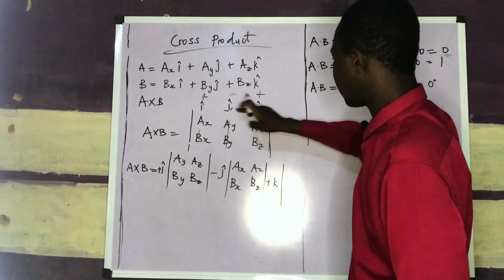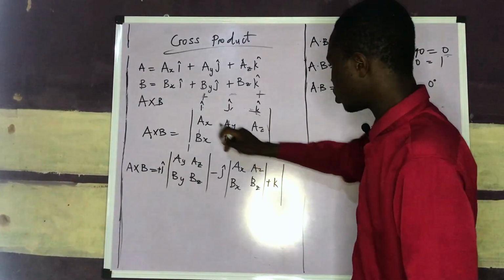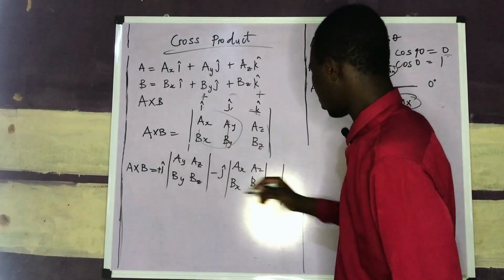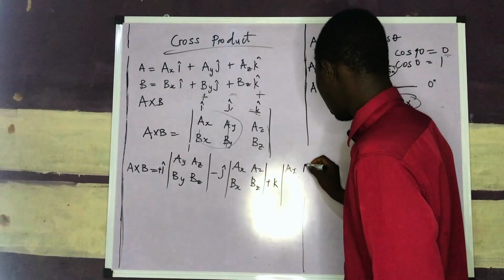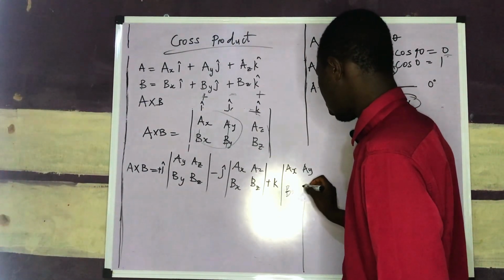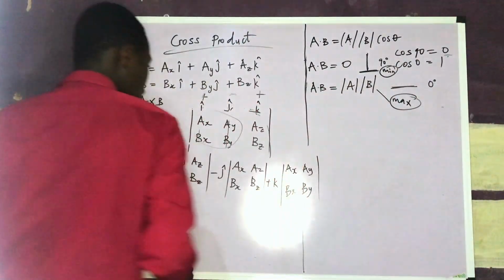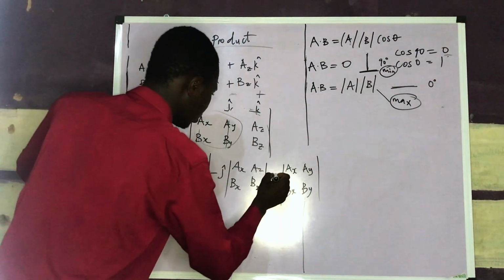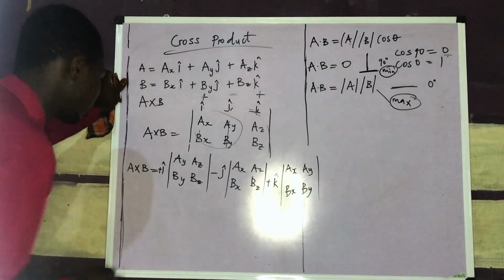K is in what? First row and what? Third column. What remains? It remains only this place. That's what we write in: AX, AY, that's BX, and what? BY. So let's continue. Now, this is the final round.